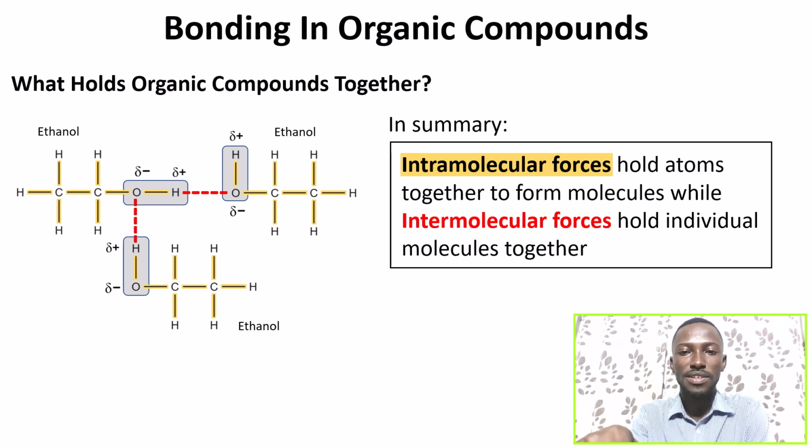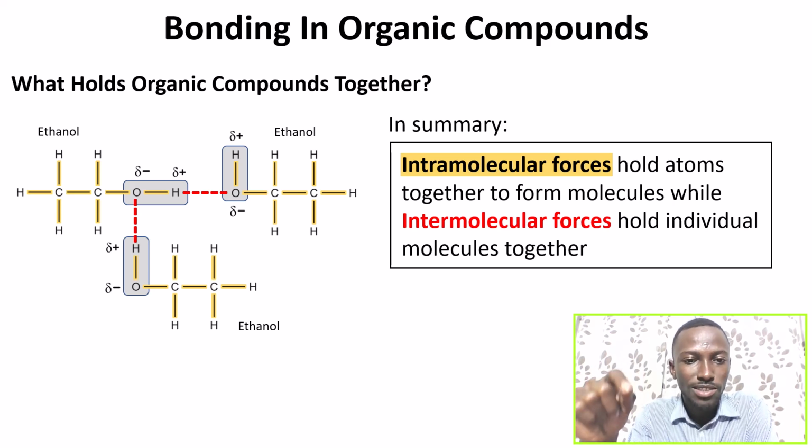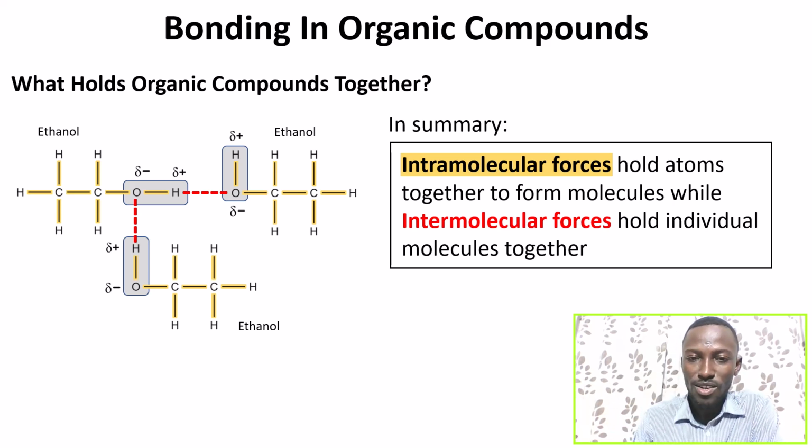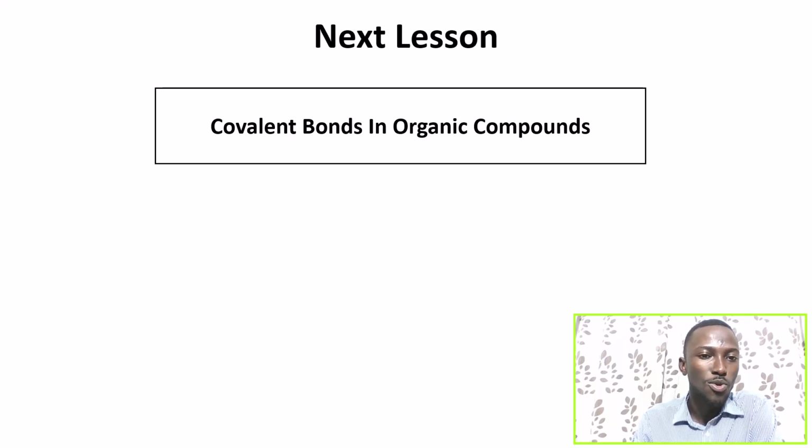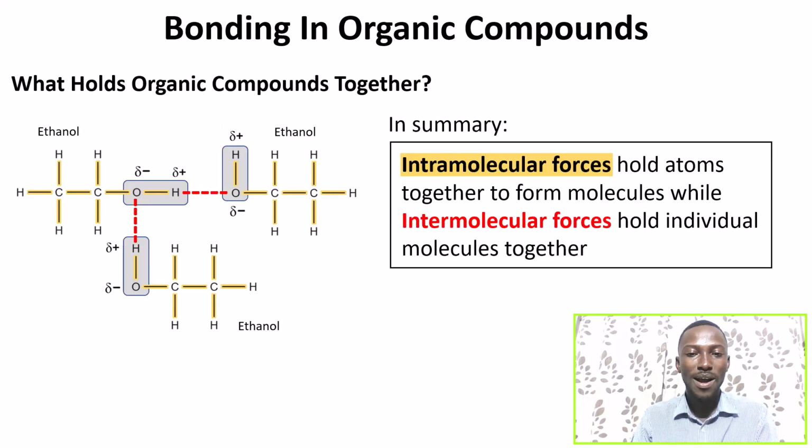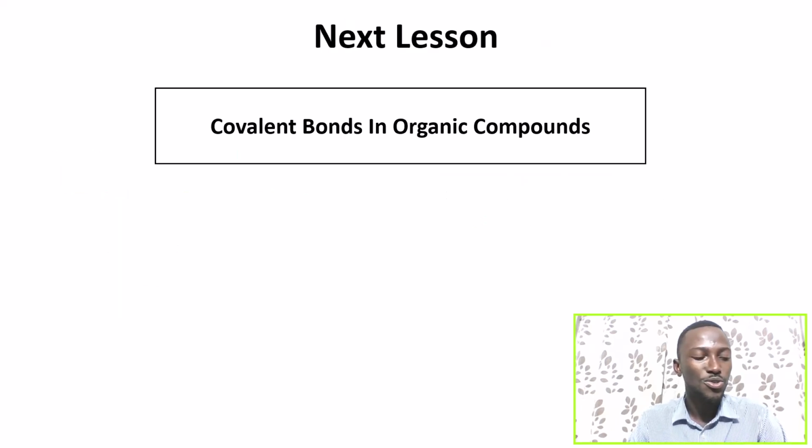And remember one thing. The common intramolecular force we have in organic compounds is the covalent bond. So that will be the focus of our next lesson. What should we expect in our next lesson? Covalent bond in organic compounds. And when we are done with covalent bond in organic compounds, we'll go back to pick up the intermolecular forces, the three types: dipole-dipole, hydrogen bonds, and what? The London dispersion force.